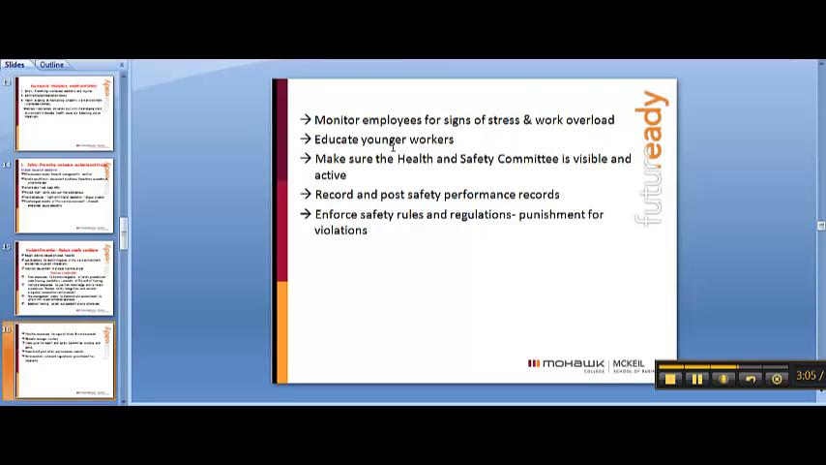The other thing we want to talk about is monitor employees for signs of stress and work overload. A lot of times people come into the work environment fatigued. That could be a sign that they're experiencing some stress. And when people are stressed, that takes a lot of energy, stress. They get tired, and when they get tired, they can't focus, and when they can't focus on their jobs, accidents happen, right? Educate younger workers.